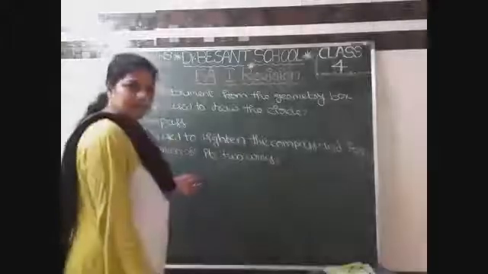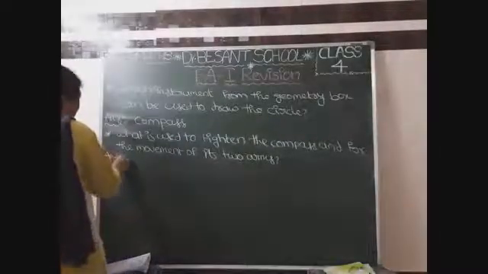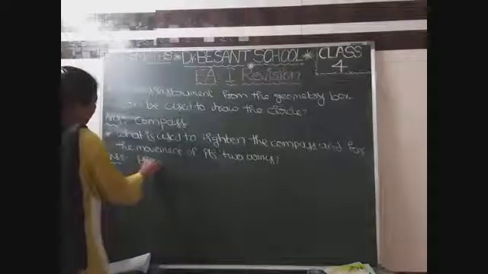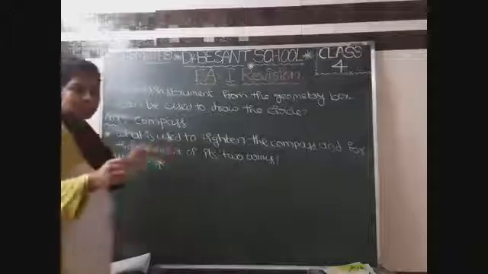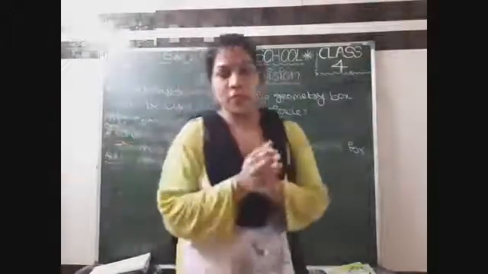Which part is that one? Hinge. I already explained it in the parts of the compass topic. Hinge. H-I-N-G-E. Hinge is used to tighten the compass and for the movements of its two arms.